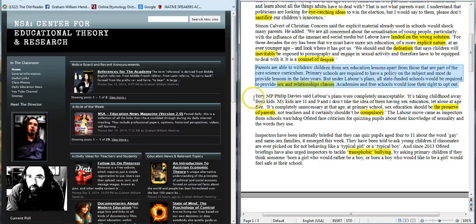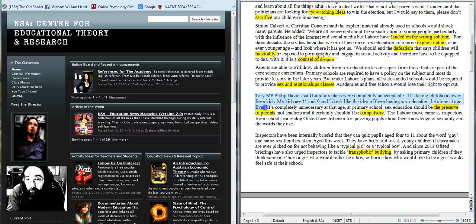So, it's being forced. Tory MP Philip Davis said Labour's plans were completely unacceptable. It's taking childhood away from kids. My kids are 11 and 9, and I don't like the idea of them having sex education, let alone at age 5. It's completely unnecessary at that age. At primary school, sex education should be the preserve of parents, not teachers, and it certainly shouldn't be compulsory.